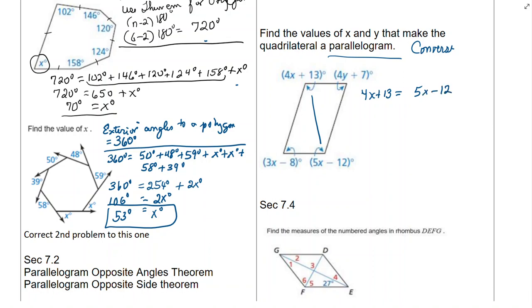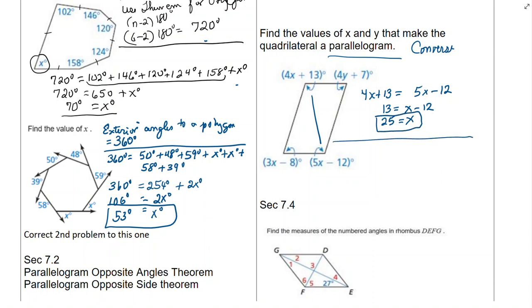All right. Now, when I printed these out, and I made them kind of small so I wouldn't use a whole lot of paper, some of the signs may not be clear. Make sure that it's plus plus on the top and minus minus on the bottom. So I'm going to subtract 4x. Then I'm going to add 12. So I have my first value.